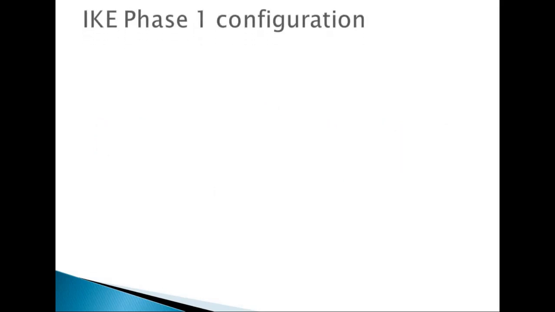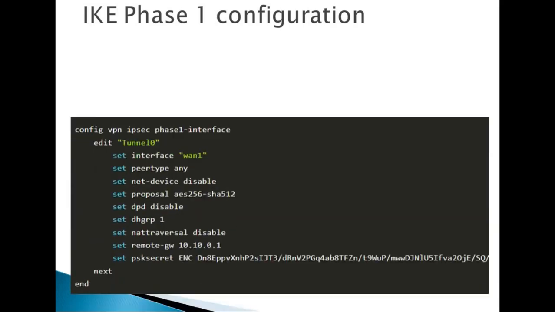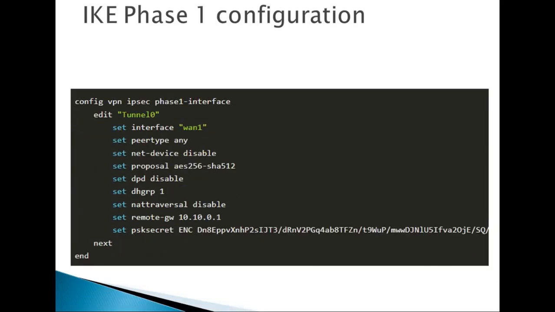IKE phase 1 configuration: config vpn ipsec phase1-interface. Once you have entered the interface, you have to click edit and you can choose any tunnel name. Here I'm using tunnel 0 and set interface. This is the interface which is going out, so here I'm choosing WAN 1, and the peer type should be any, and the net device should be disabled. Net device should be enabled on the dial-up tunnels over the route based VPN. Here it is not needed, so that's why we are not enabling it.